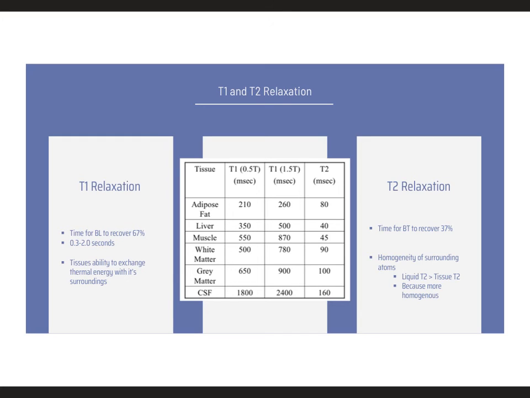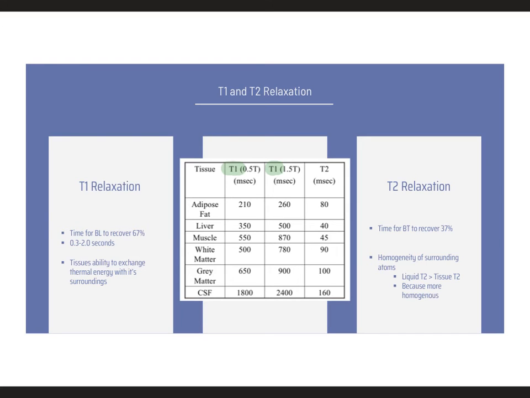This takes 0.3 to 2 seconds, and what we gather from this information is the tissue's ability to exchange thermal energy with its surroundings. So if we look at this graph over here, we can see T1 over here and T1 again over here, and the varying factor is the Tesla. So this is half Tesla and this is 1.5 Teslas. All the units below are in milliseconds.